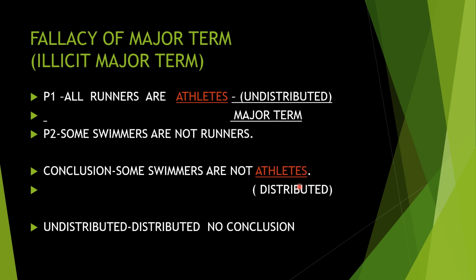We have already studied this in the previous law itself. That is why I gave you the laws first. First you have to study the laws in a proper way. Then only you are able to understand what I have given here. So in the first sentence you find the major term is undistributed, and in the conclusion it is distributed. Undistributed, then distributed: there is no conclusion. What we call it is the illicit major term, or fallacy of the major term.